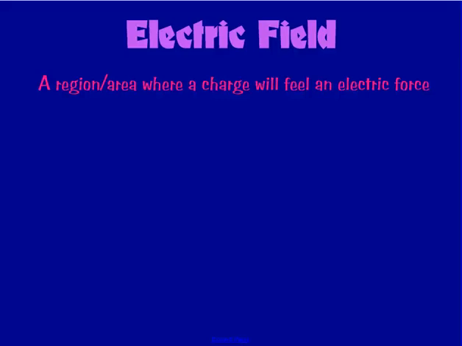This video will explain the concept of an electric field. The electric field is defined as being a region or area where a charge will feel an electric force. An electric field surrounds a charged particle or charged object. For example, let's say that we had an electron. The electric field would be in the area anywhere around that electron.